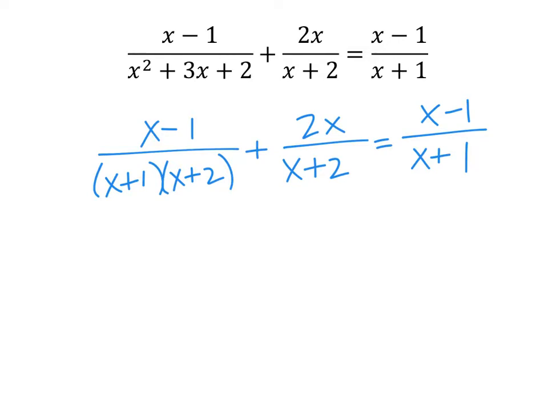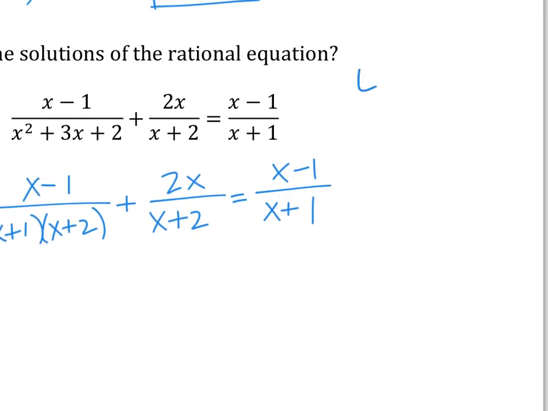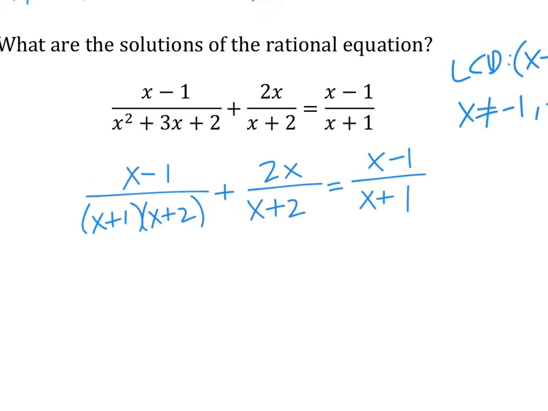All right, let's write the LCD on the side. What is the least common denominator? x plus 1, x plus 2. Okay, so then what can x not equal to? -1 and -2. Okay, we're going to multiply both sides by the LCD to get rid of all the fractions at once.